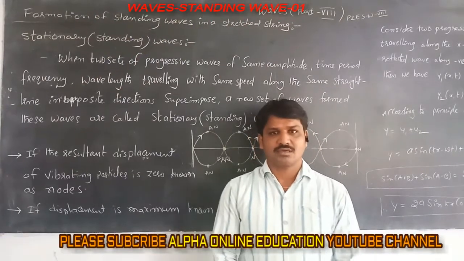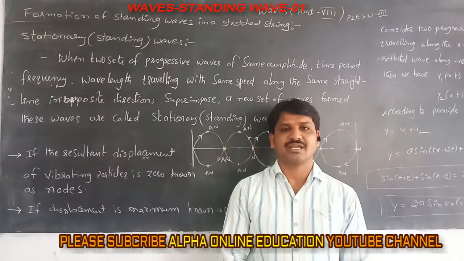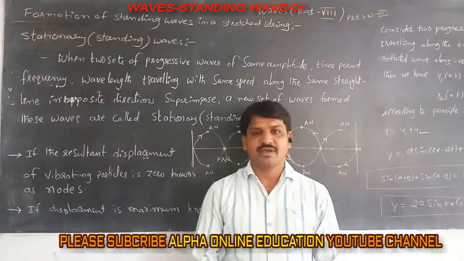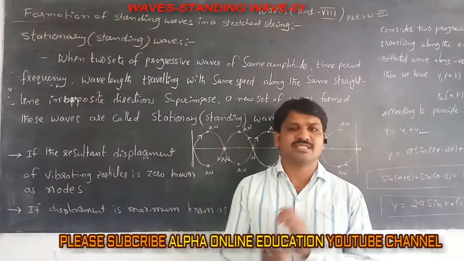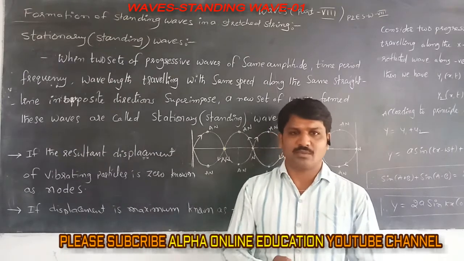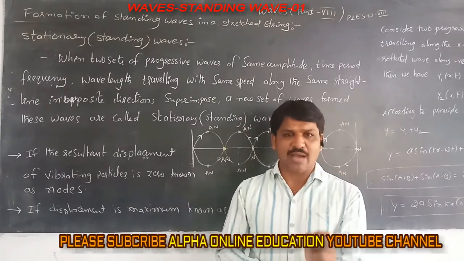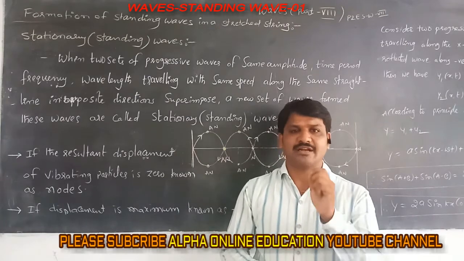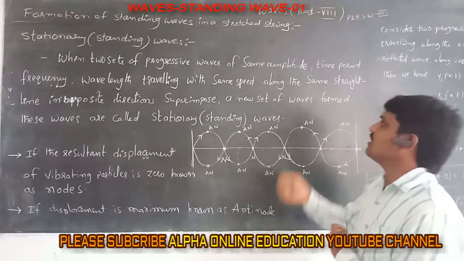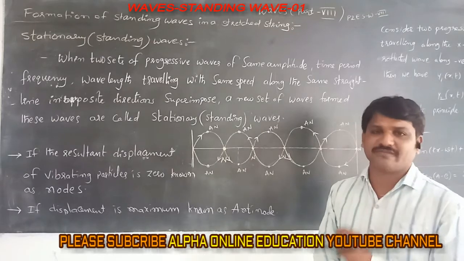Hello everyone. Today we are going to discuss the formation of standing or stationary waves in a stretched string. That means when a string is stretched between two rigid supports, if that string is vibrated, then some loops are formed. When two progressive waves have the same amplitude, wavelength and frequency and travel with the same speed along the same straight line but in opposite directions, some new set of waves forms.